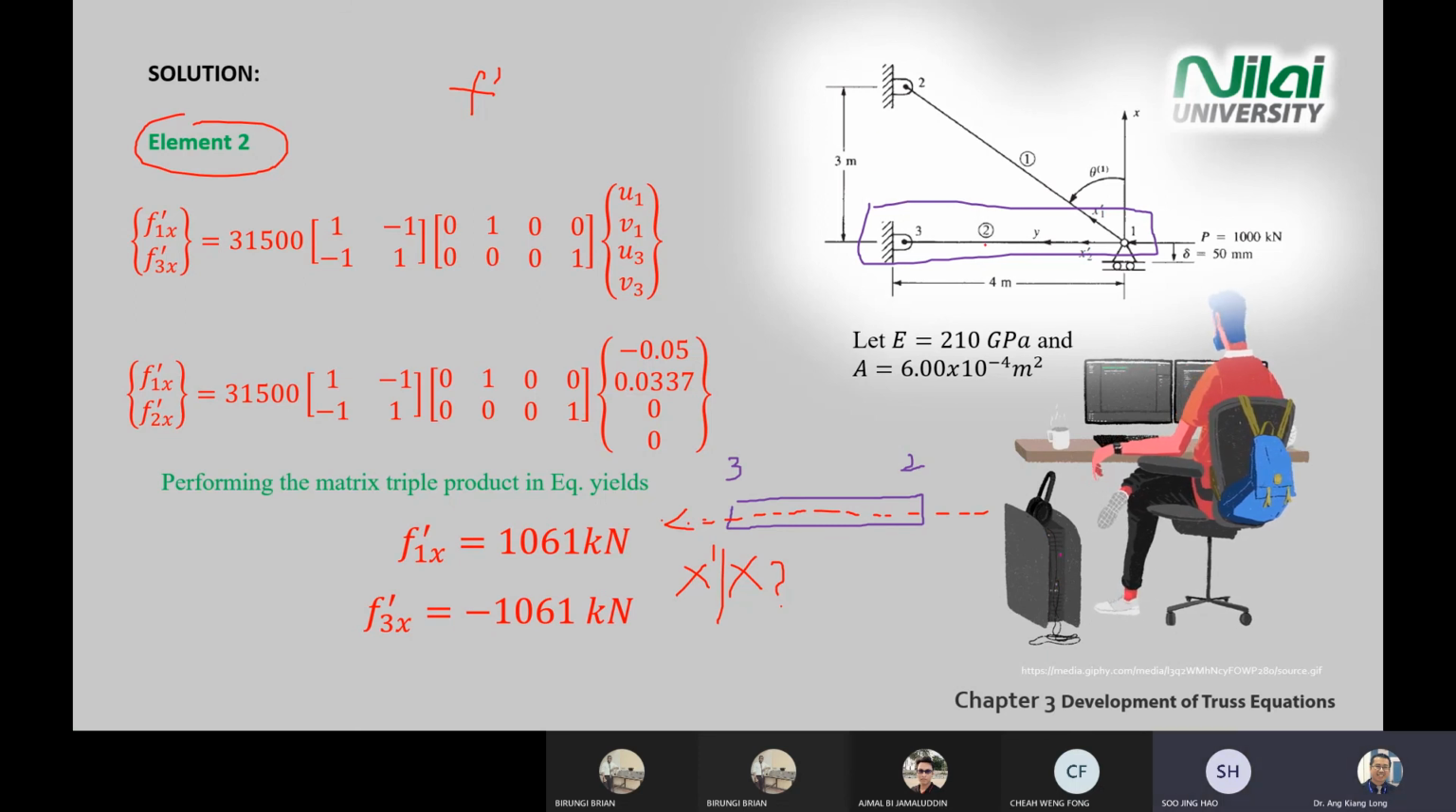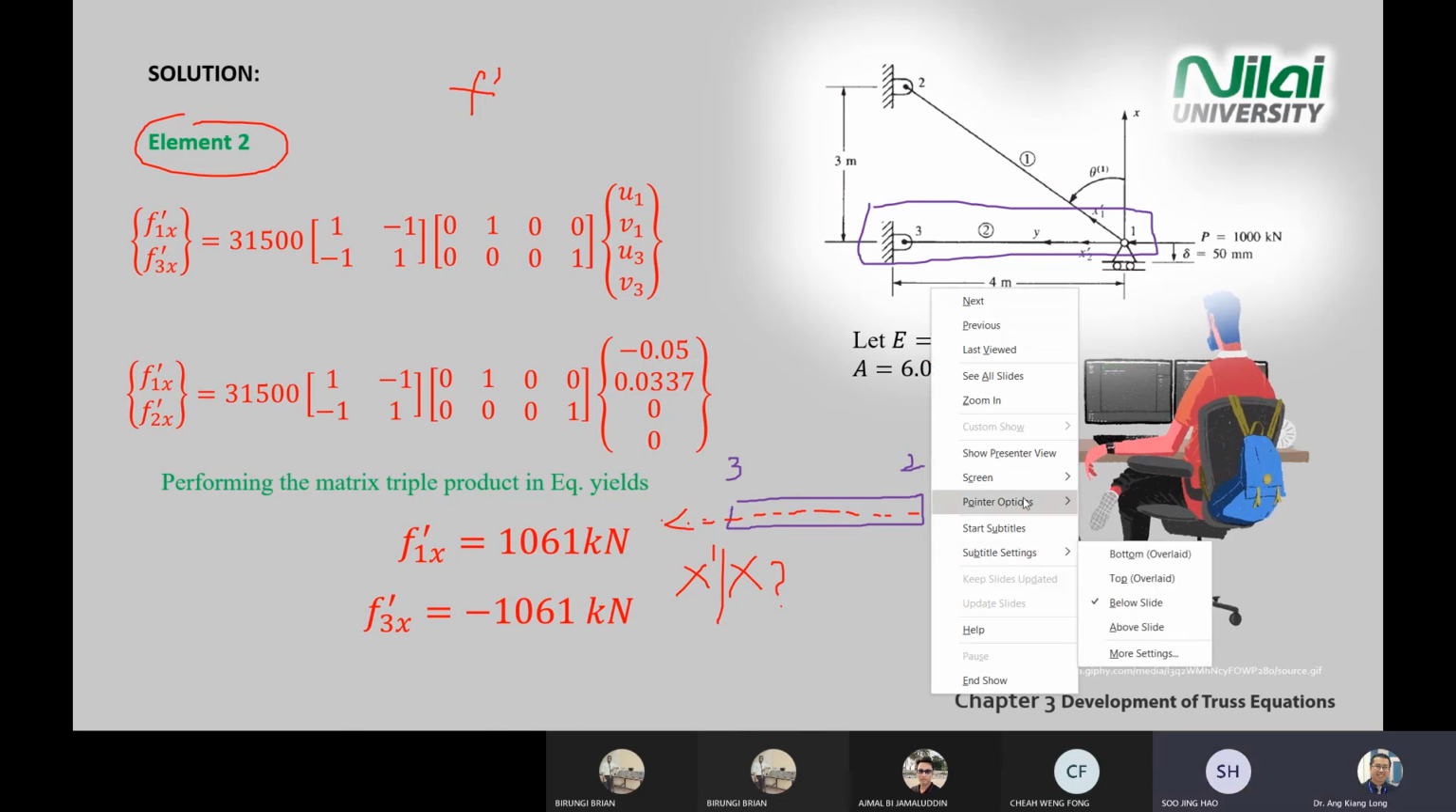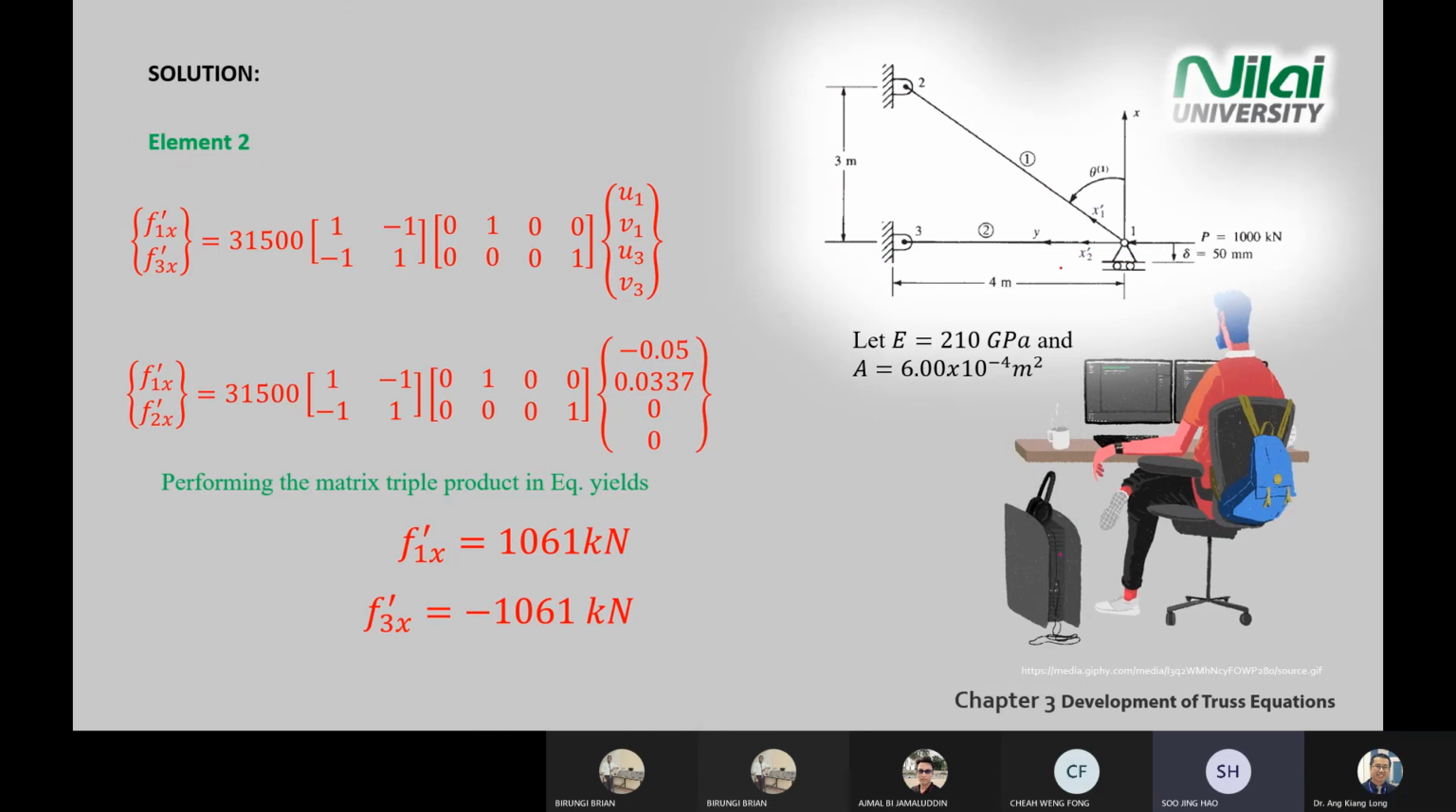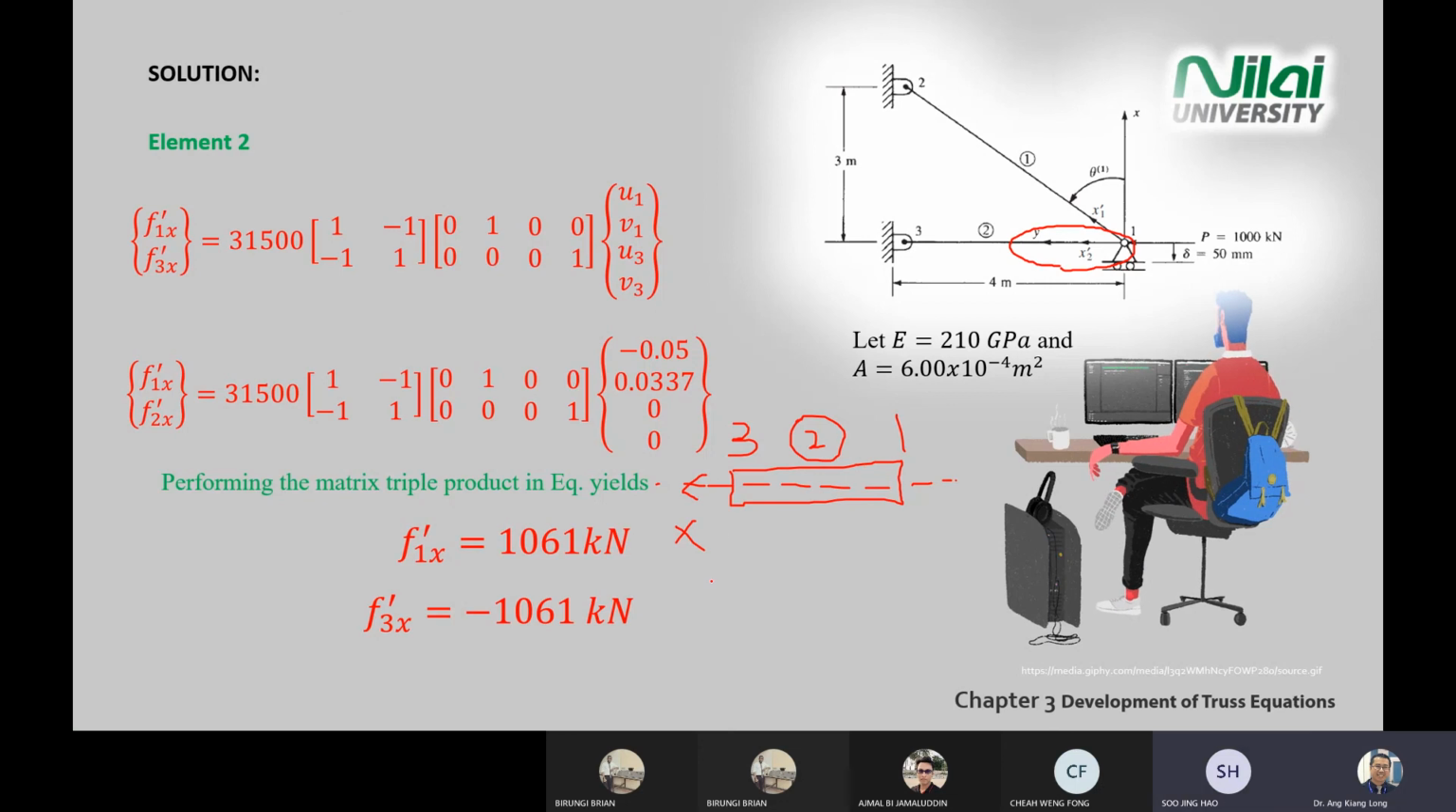Then you look at the diagram. Where is your X prime 2 direction? To the left or to the right? Positive is to the left. So this is element 2. Don't confuse that with element 3 and 1. So you have your F2 prime axis to the left.